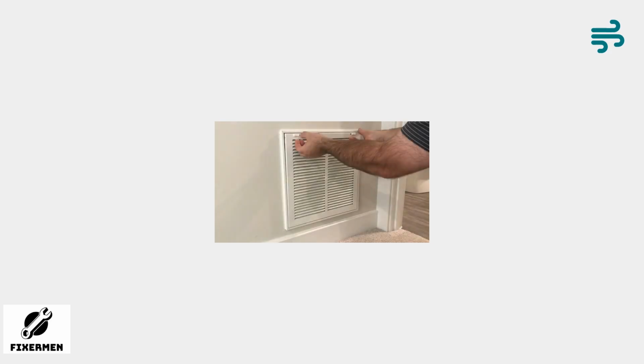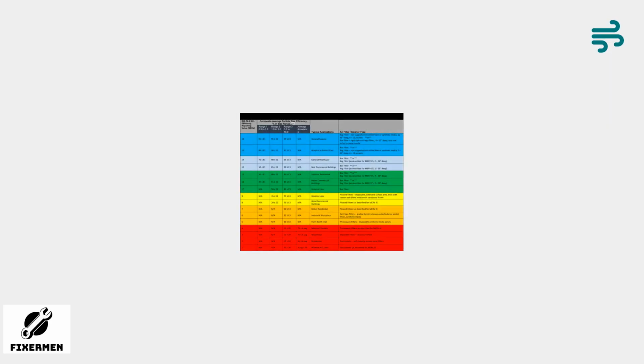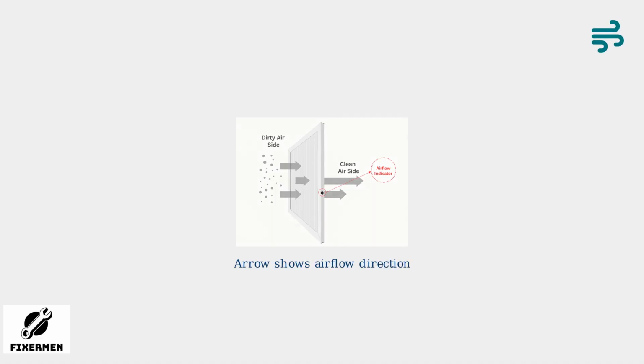A dirty or clogged air filter is the most common cause of weak airflow in American Standard AC systems. To check your filter, locate it in the indoor unit or a wall or ceiling vent. Remove the filter and inspect it for dirt or clogs. If the filter appears dirty, replace it with a new one of the correct size and MERV rating. Aim to replace the filter every 1 to 3 months, depending on usage and environmental factors. Ensure the filter is installed correctly, with the arrow indicating the direction of airflow.